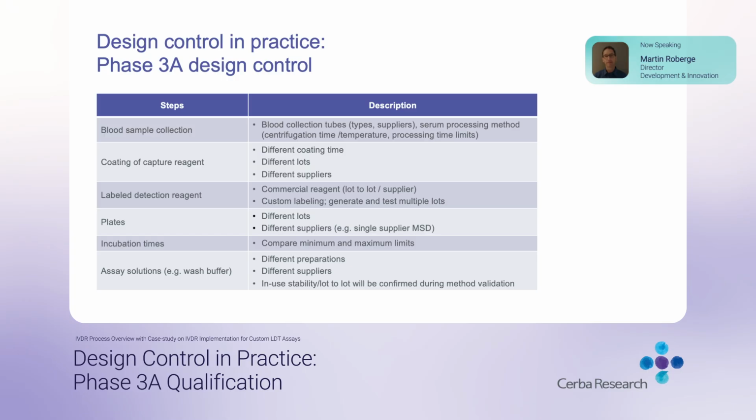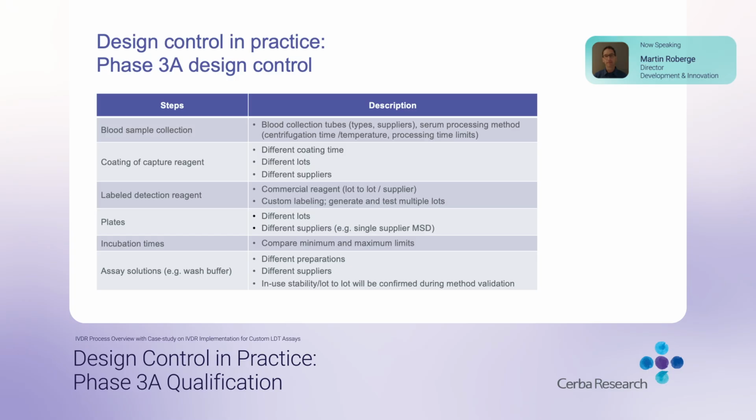We're going to take different blood collection tube types and suppliers. We're going to test blood collection in all of these conditions using serum processing methods, for instance. So different centrifugation times are going to be representative of what's expected at the clinical sites. Temperature, centrifugation of the samples, processing time and limits. So these are all things that need to be verified during the design control steps.